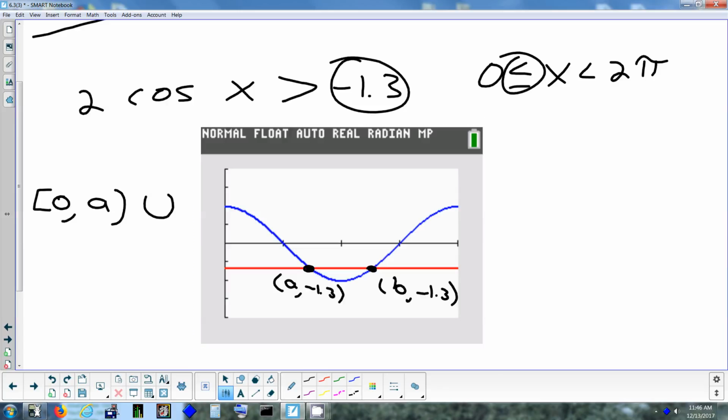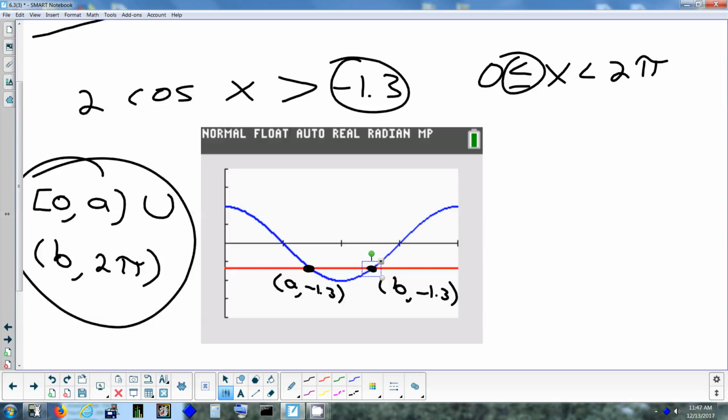What would be my next interval? Yep. The parentheses and B. Right, from B, but don't include B because that's where they're equal. It has to be strictly greater. From B up to how high? Up to 2 pi. Can I include 2 pi? No. I cannot include 2 pi because there's no equal to under it. The only thing you'd have to do is do out the intersect and find what a and b are. But that's your answer.